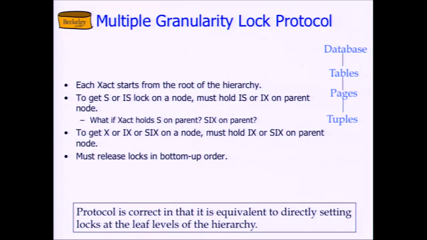Okay, so let's go through this in a little bit more detail. Each transaction starts from the root of the hierarchy. So if your hierarchy is database, table, pages, tuples, you start at the highest part. If you want to get an S or an IS lock on a node, you have to already have an IS or IX corresponding lock on the parent node. Okay? So you're not allowed to change your mind when you go down the hierarchy. You have to have corresponding intent locks up above.